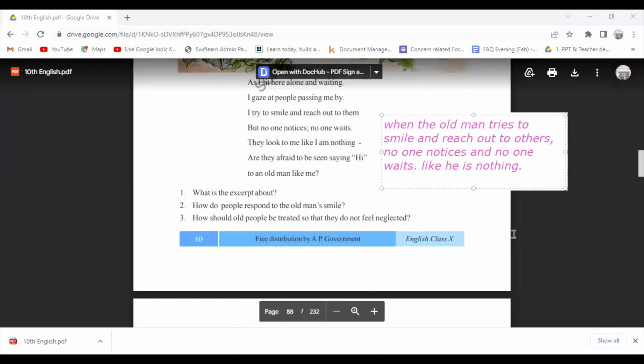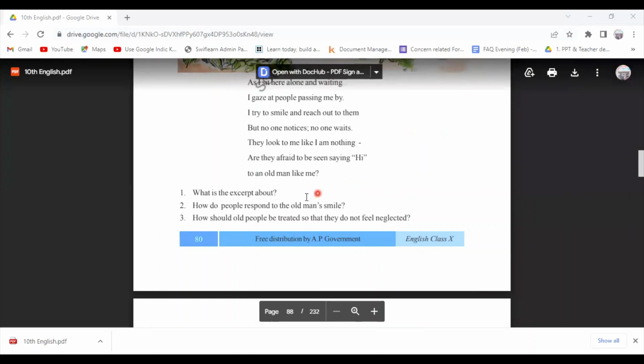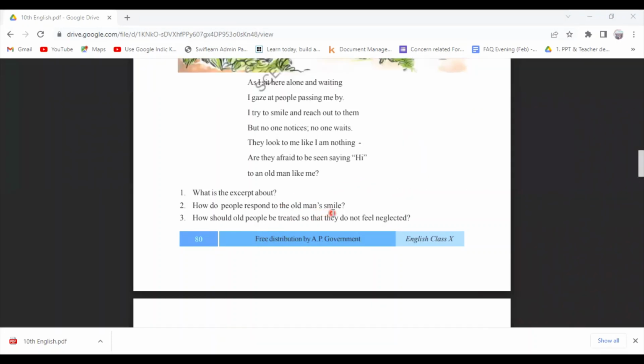The old man feels that they're afraid to be saying hi to an old man like him. They don't want to say hi to an old man like him, because I am of no use. Maybe they are thinking that when there is no work with me, why do they need to talk to me. Clear? Then I repeat the second answer now. If you have not written it, please make a note of it. When the old man tries to smile and reach out to others, no one notices and no one waits. They look at him like he is nothing. The old man feels that they are afraid to be seen saying hi to an old man like him.